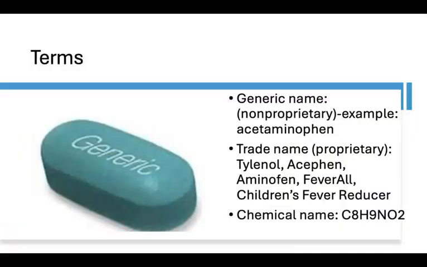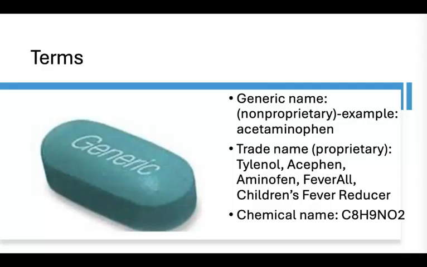So now we need to understand the difference between the terms generic and trade name. Actually, there are three names for a particular medication. There's the chemical name, which simply describes the chemical formula for the medication. There's the trade name, or the proprietary name, that's given by whatever manufacturer produces the medication.